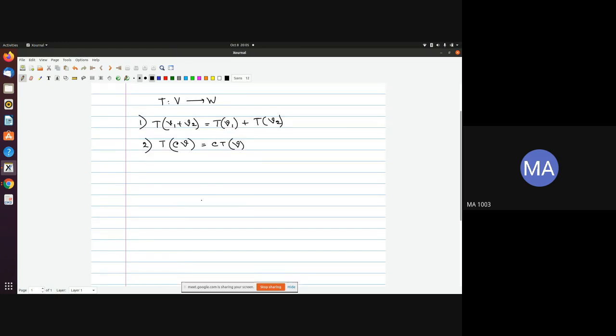Yesterday I drew this diagram, if you remember. Suppose this is V, this is W. I am taking two vectors, here is v1, here is v2, and it has an image here, this is T v1. It has an image here, this is T v2.